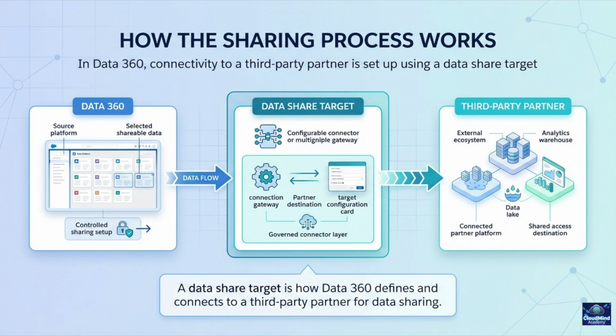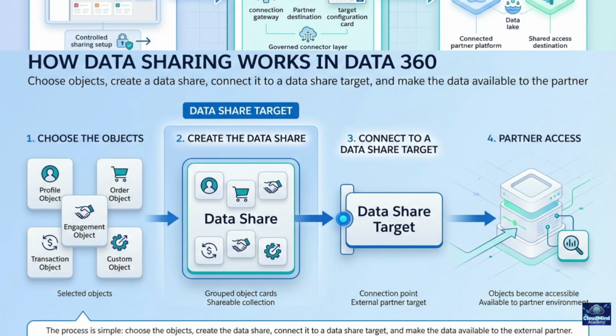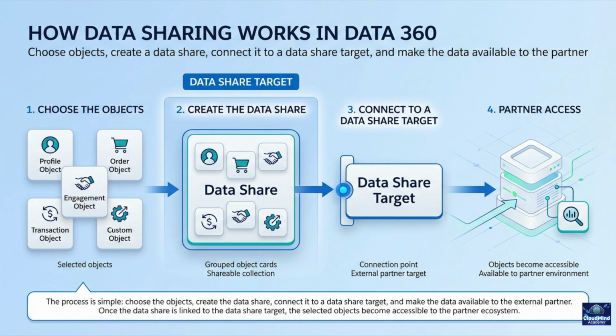In Data 360, connectivity to a third-party partner is set up using something called a data share target. A data share target is the connection point to the external partner ecosystem. Then, the objects you want to share are grouped into a data share. And finally, that data share is linked to the data share target. Once that connection is established, the selected objects become accessible to the external partner.